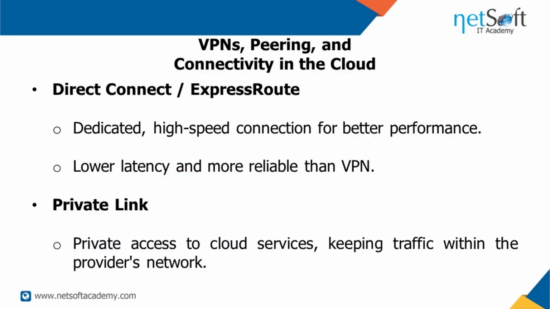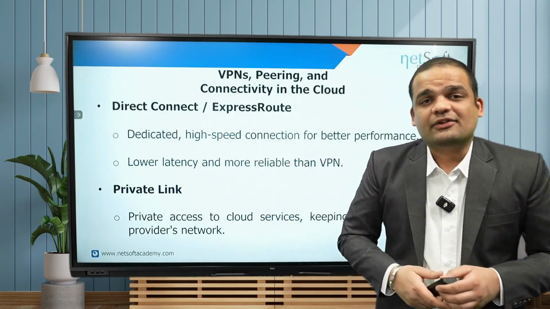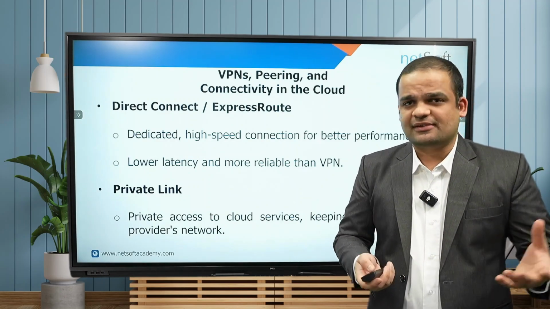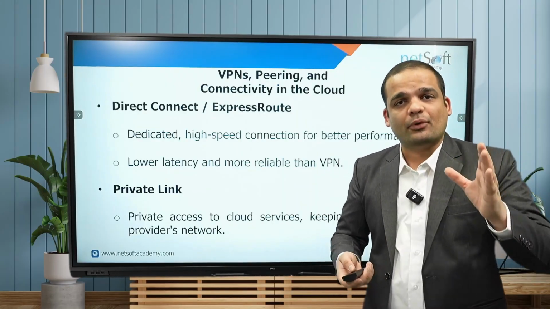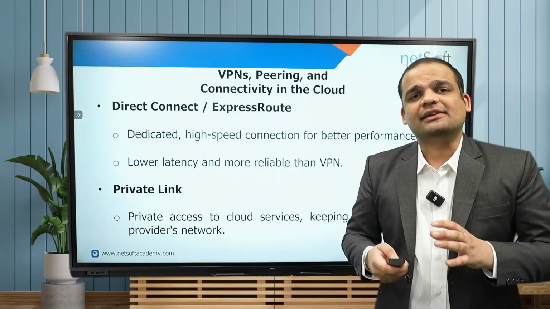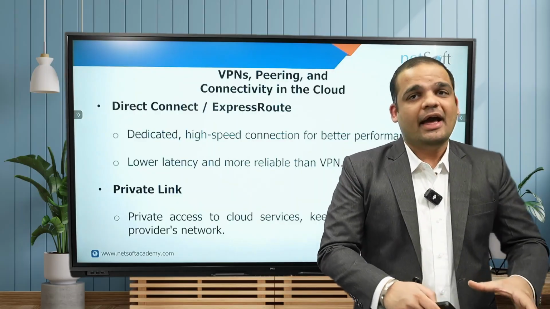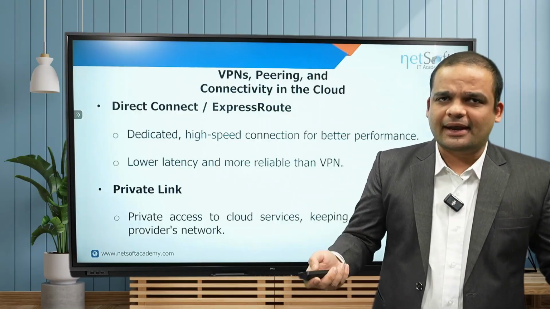Now, private links. There are some concepts like private and service endpoints. So there is something called private link. As you can see, it's a private connection. Private link allows you to access cloud services such as databases, storage, and AI tools, or whatever Azure provides, using a private IP address. This ensures that the traffic stays within the cloud provider's network. This enhances security and reduces exposure to, again, the public internet.